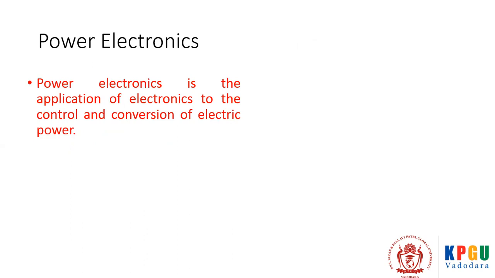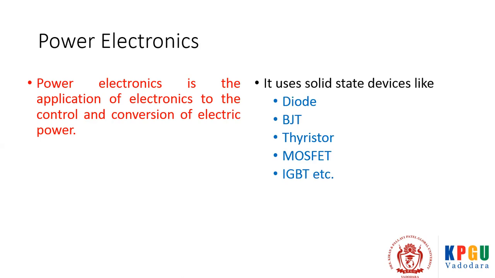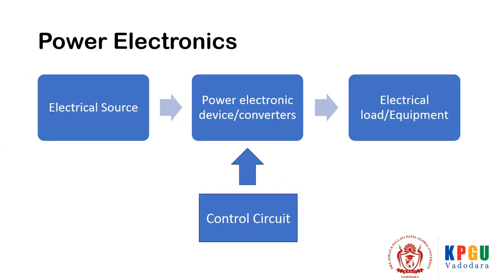And how does it do it? It does it with solid state devices like diode, bipolar junction transistor, thyristor, MOSFETs, IGBT, and there is a long list of devices which are being used. So with the help of these devices, power electronics is the application of electronics to the control and conversion of electric power. So in general, this block diagram explains what is power electronics.